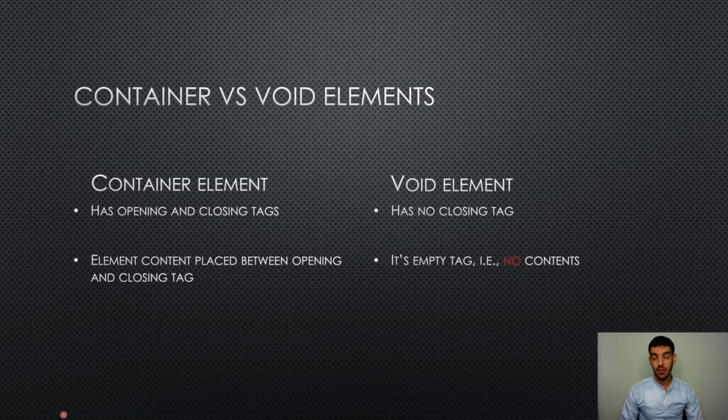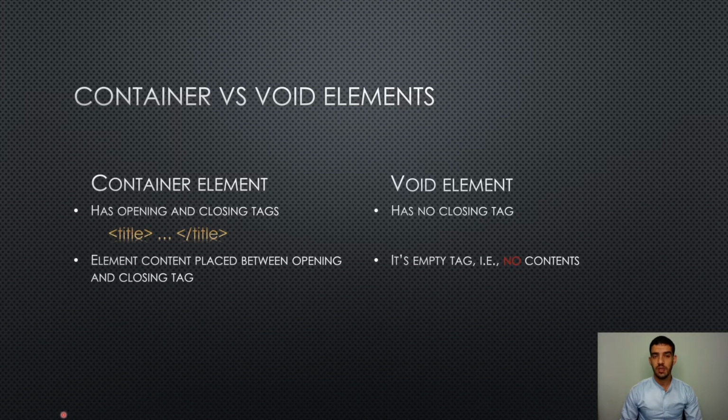So we have two types of elements, the container element and the void element. The container element has an opening and a closing tag. A void element has no closing tag. The container element has content between the opening and the closing tag, while the void element has an empty tag, meaning there is no content there.